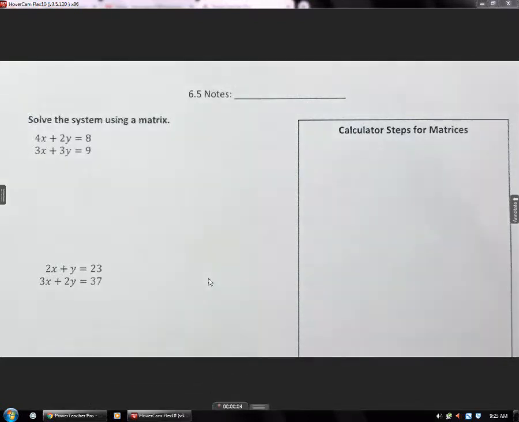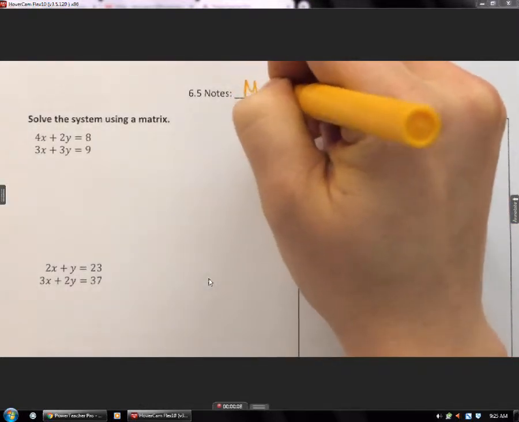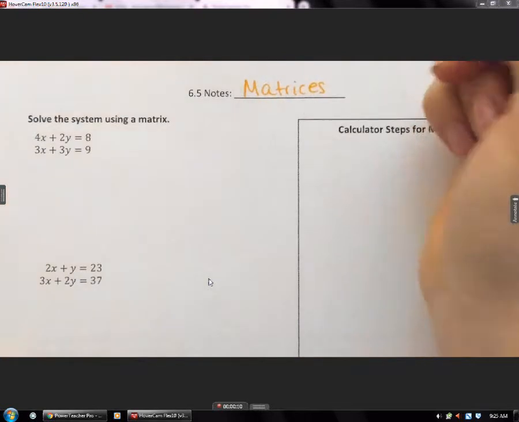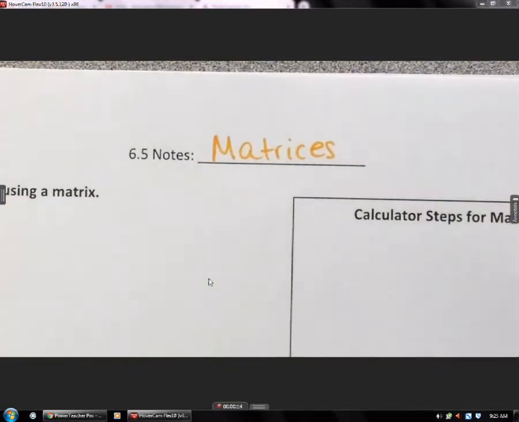All right, so this is the method. We pronounce it matrices. That's the plural version of it. The singular version is what we call a matrix. A matrix. So one matrix, two matrices.